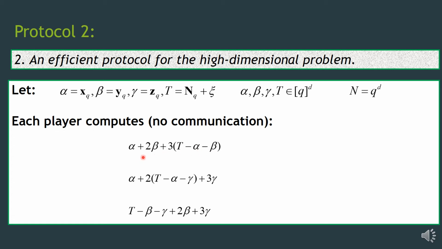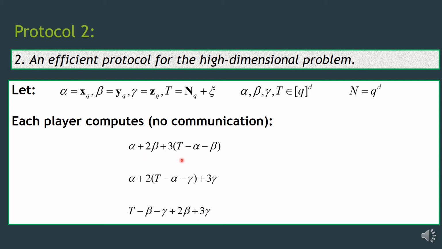They all would like to compute alpha plus 2 beta plus 3 gamma, but they only know 2 of the inputs, so they fill in the missing piece by what they expect it to be. So if alpha plus beta plus gamma is equal to t, then gamma is expected to be t minus alpha minus beta, so that's what the first player fills in, and he computes this vector. The second player doesn't know beta, so he fills in for beta, t minus alpha minus gamma, and similarly the last player.